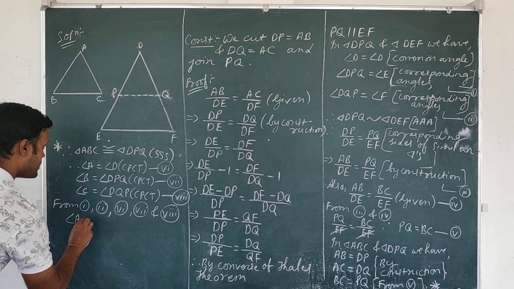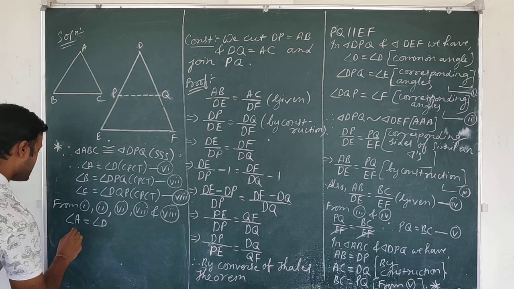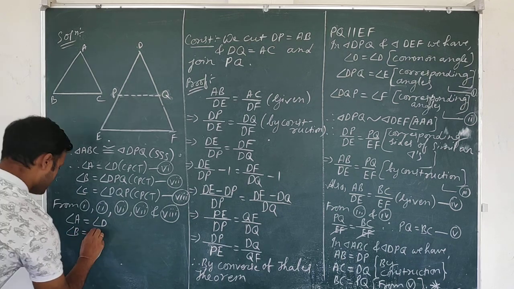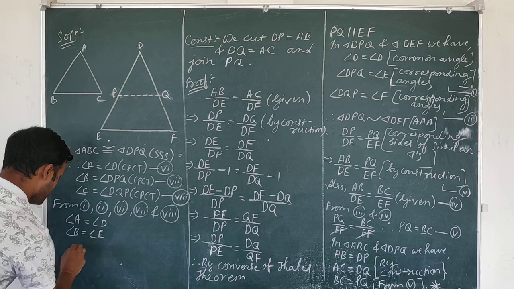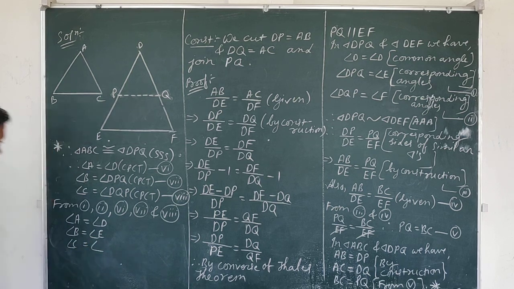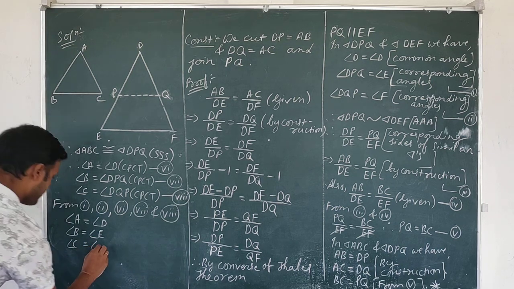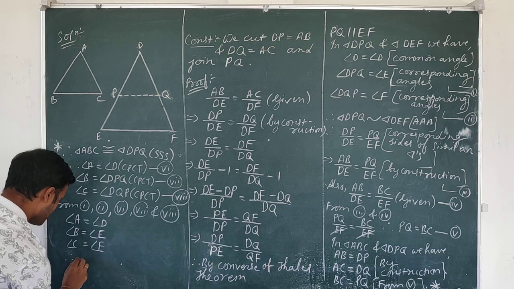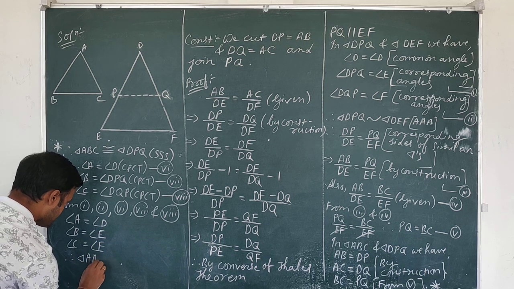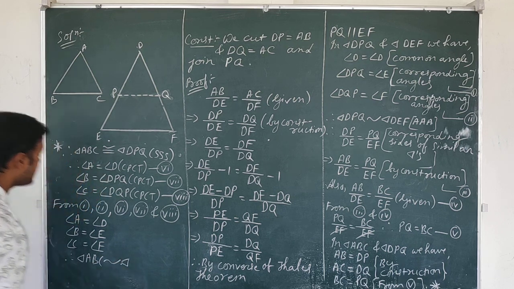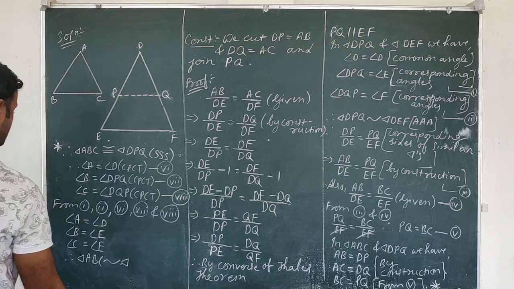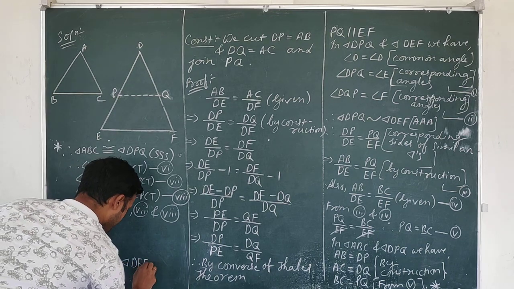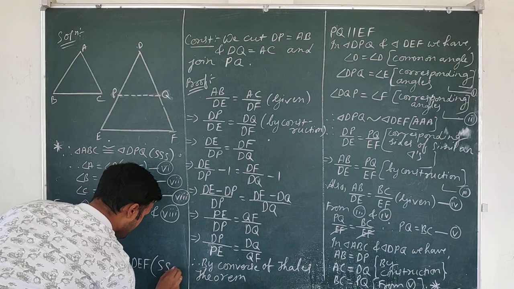Angle A is equal to angle D, angle B is equal to angle E, and angle C is equal to angle F. Therefore, triangle ABC is similar to triangle DEF according to the angle criterion.